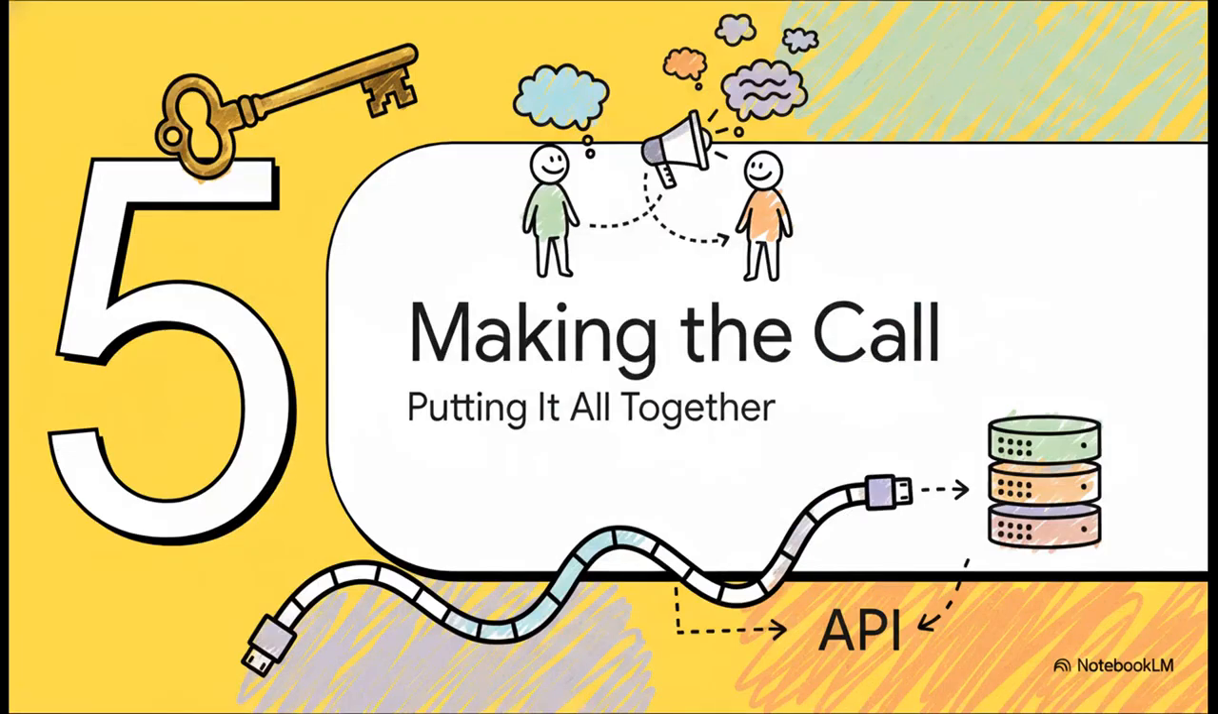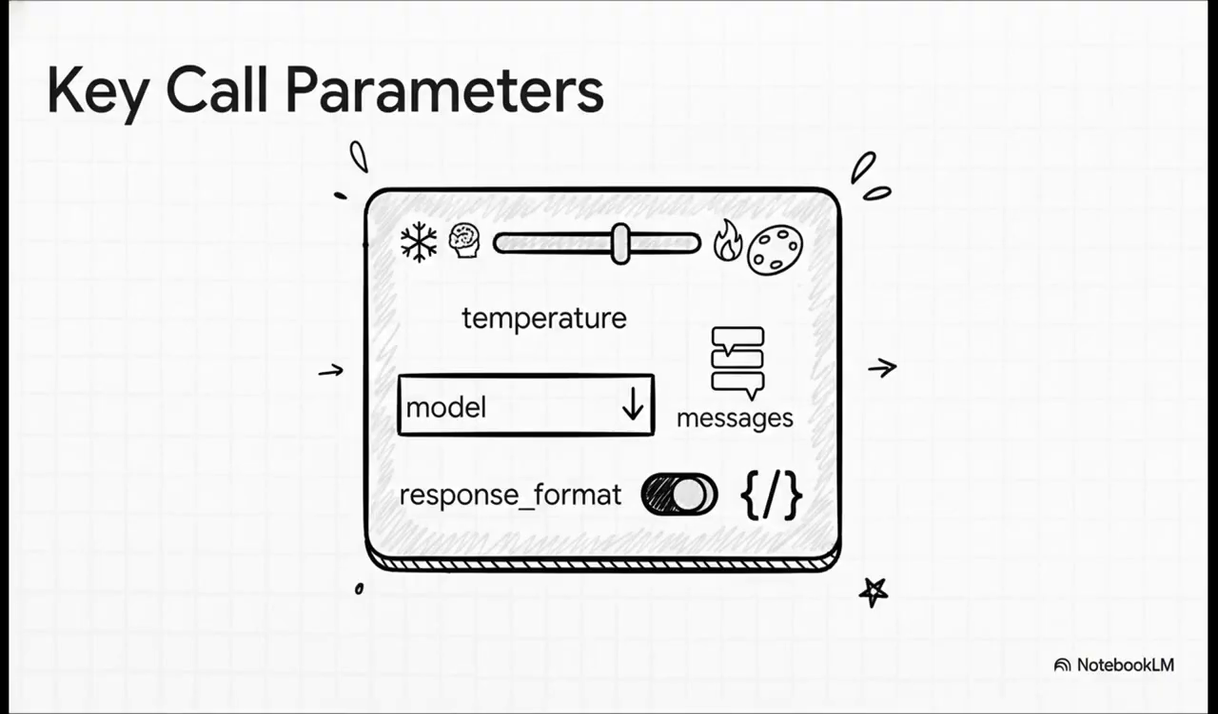Okay, let's take stock. You have your key, you have your client, you've crafted your messages, and you've picked your model. All the pieces are on the board. Now it's time to actually put it all together and make the call to the API. When you make that call, you're not just sending your message and hoping for the best. You've got a few dials you can turn. Of course, you tell it which model to use and you pass in your messages.